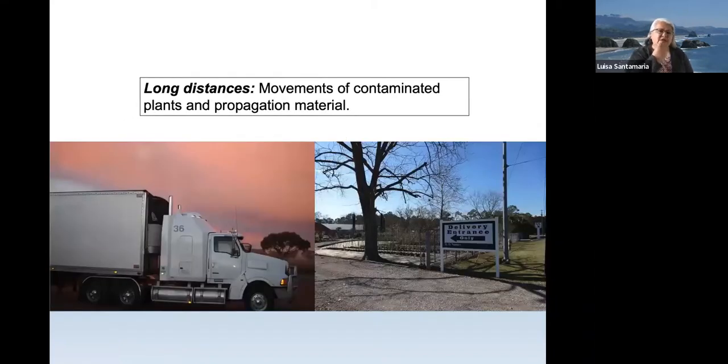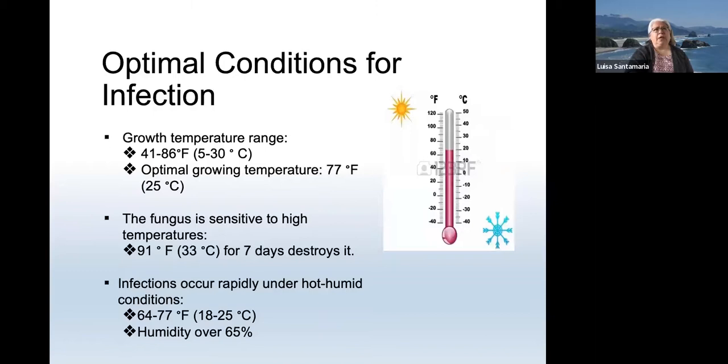We consider long distance to be the movement of plants from one place to another. That is the only way for long distance spread, when we move plants from one nursery to another county, maybe another state. So that is considered long distance spread of the disease. Now let's talk about the optimal conditions for infection.